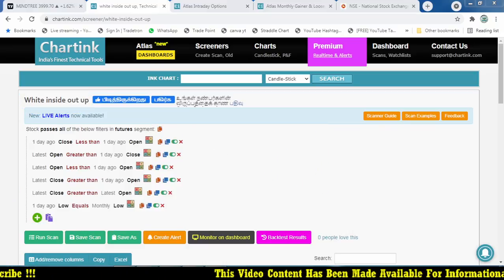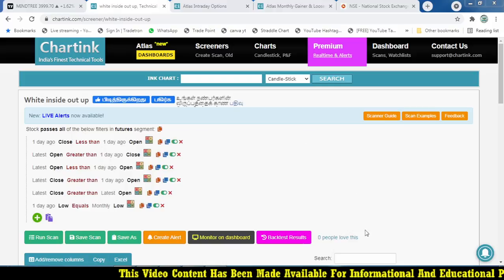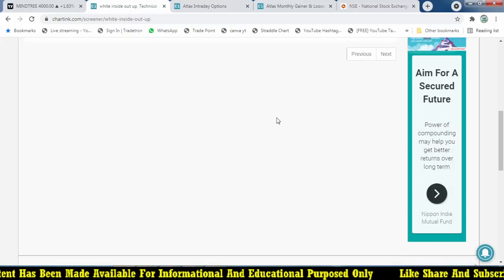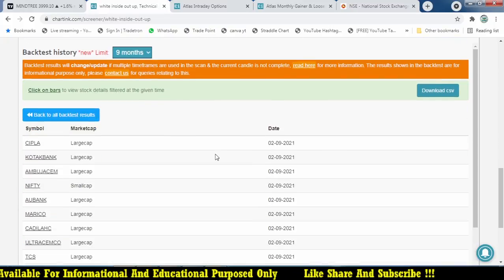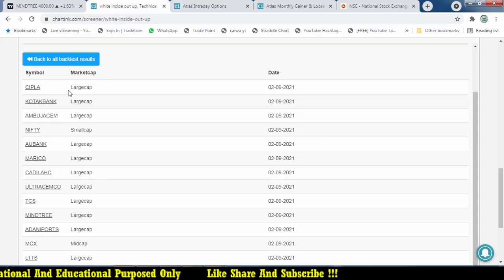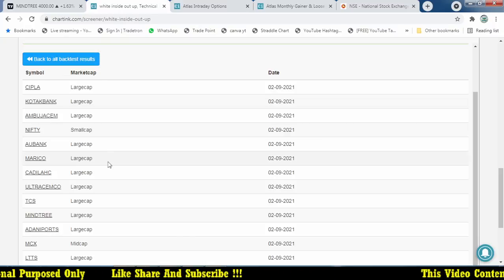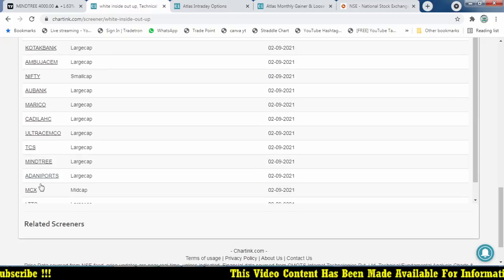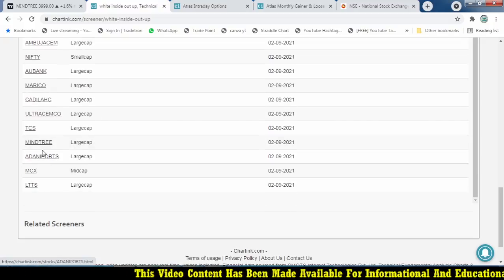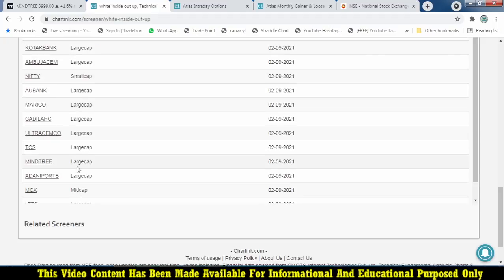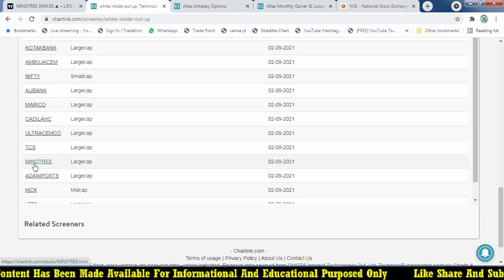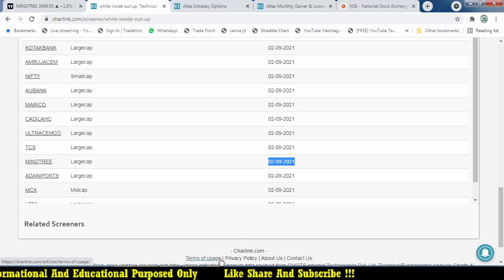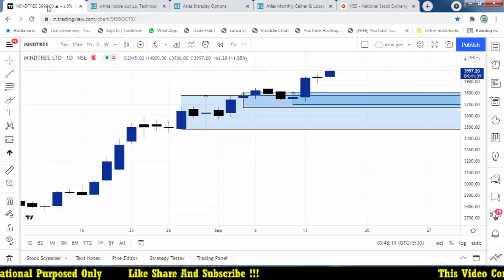So based on this candlestick pattern, we find trade opportunities. Let me show you. I was running the scan now, and I don't get any opportunities today, but this is the daily candle. On 2nd September we found a lot of stocks like Mindtree, LTT, NSE and MCX. Here I selected Mindtree, and it is forming that kind of candlestick pattern on 2/9/2021. Let me show you Mindtree now.